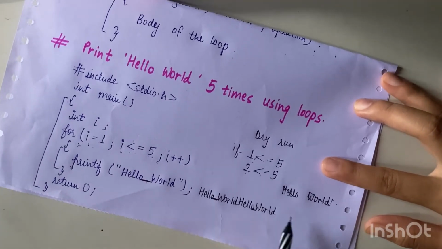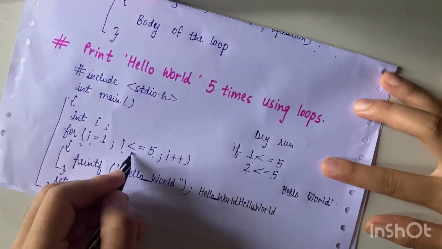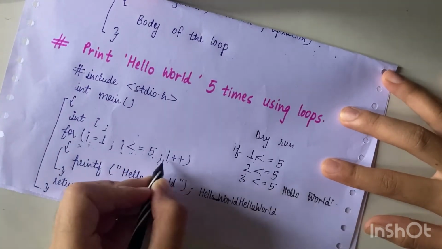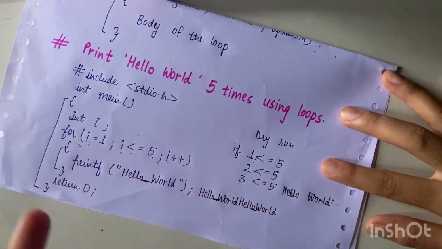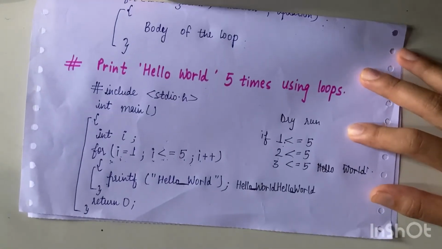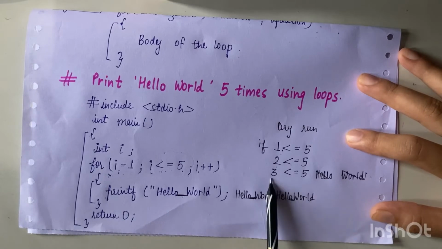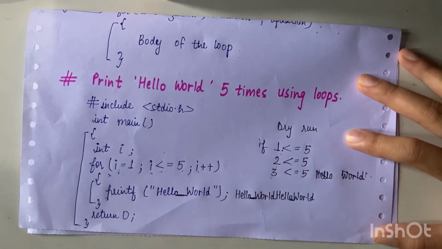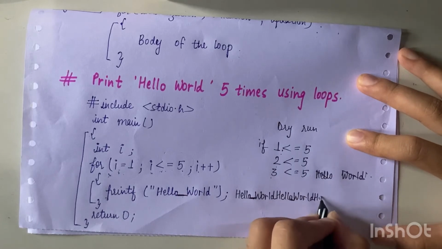Next time i will be 3. So 3 is less than or equal to 5. This is because of the updation. The i is increasing, it is updating by 1 every time. So i is equal to 3, 3 less than or equal to 5. This condition is true. Again hello world will print.